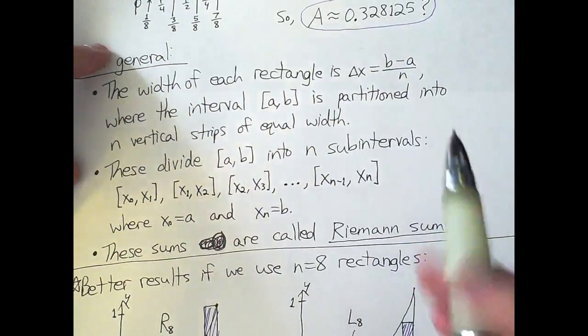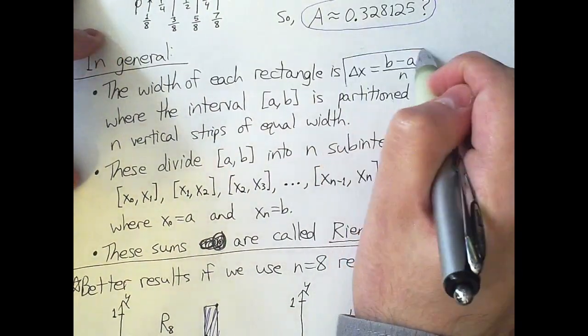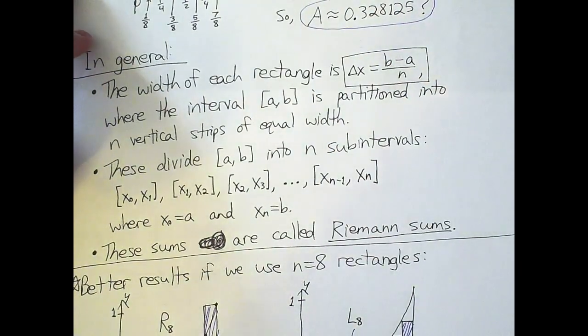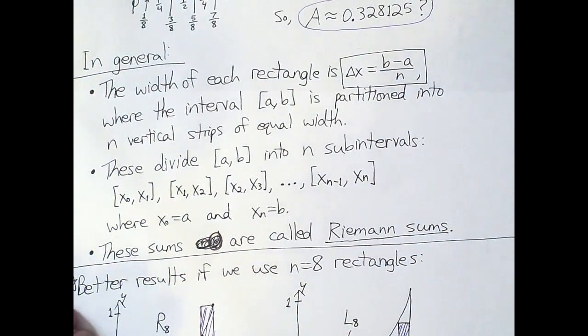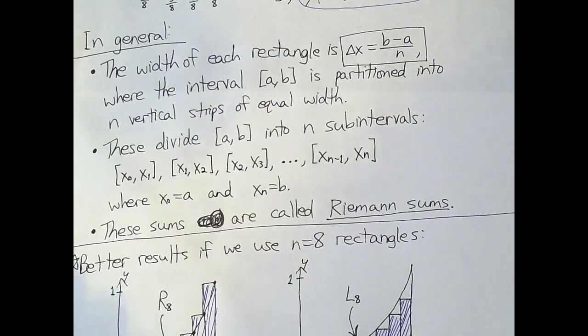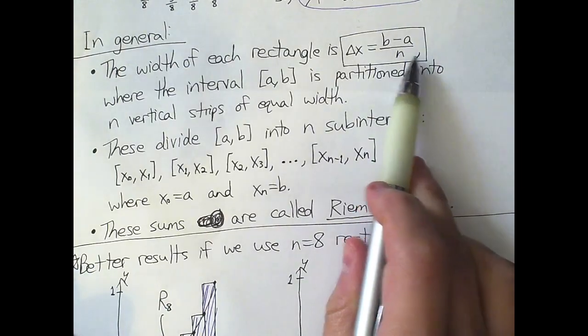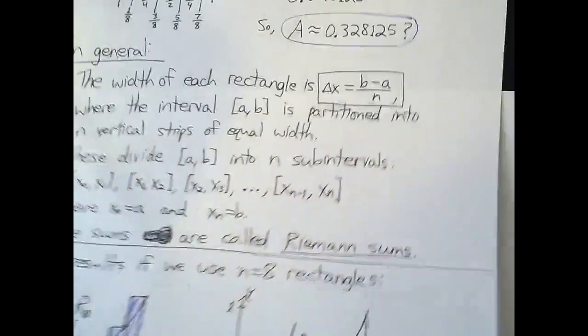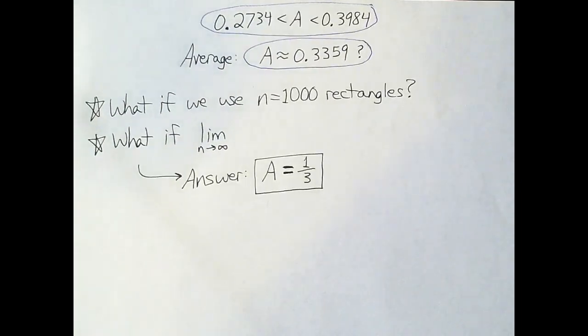Right here. Maybe I didn't emphasize this enough. Let's put a box around it. You could use that to figure out the width of each rectangle. The width of each rectangle, of course, showed up in our computations for L4 and R4 and M4. If you were asked to do this with 6 rectangles, then n would be 6. B and A are going to come from that original interval you're given. So I think you'd be ready to do this for some other functions besides the one we did.